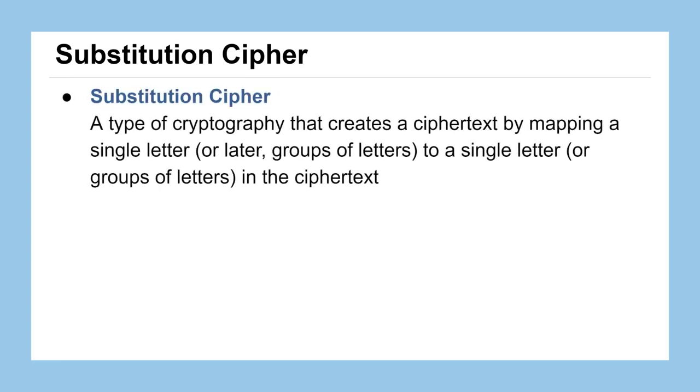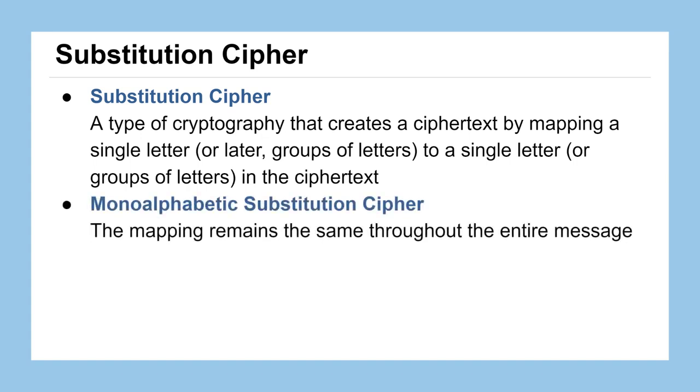In general, we're going to call a substitution cipher any type of cryptography that creates a ciphertext by mapping a single letter, and later on in the course, we'll see this can be done with groups of letters as well, to a single letter or groups of letters in the ciphertext. So again, we're mapping a single letter to a single letter.